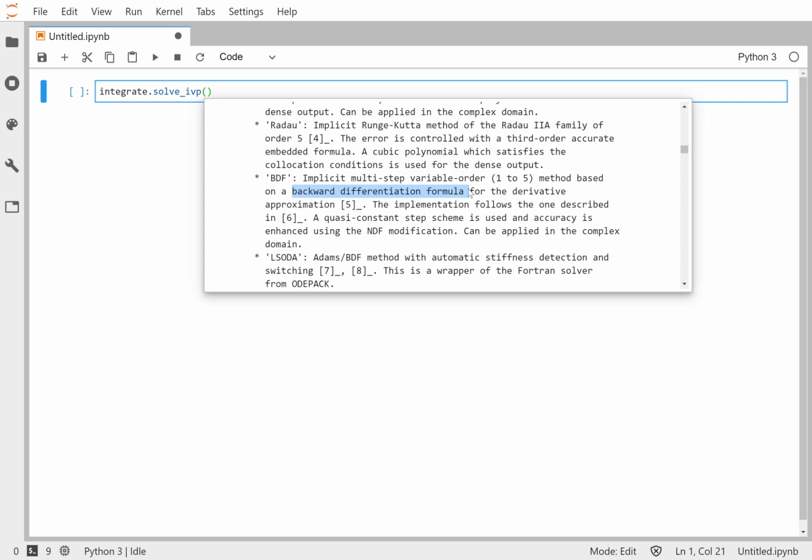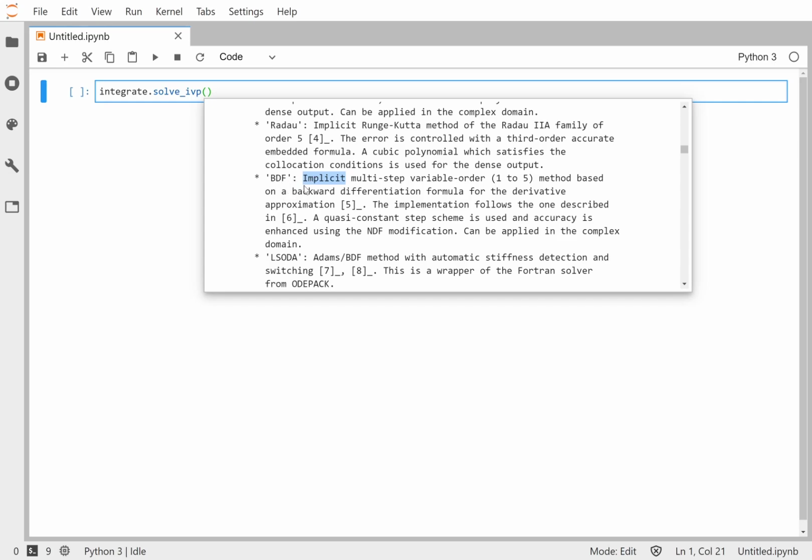But it's what's called an implicit method. So it involves a little bit of finagling the way the equation is written in the first place. The advantage there, though, is that this kind of method is really good for something called a stiff differential equation. And I'll show you an example of a stiff equation in just a moment.